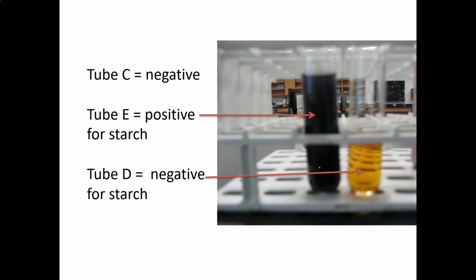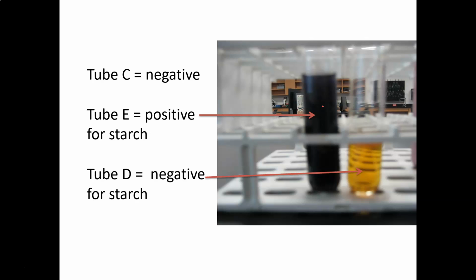For test tubes A, B, and C, I don't have pictures of what those would look like. A would be positive. It would be black, positive for starch. And the explanation for that is we put starch in the tube. And yes, there was pancreatin in there, but the enzymes never digest all of a nutrient. There's always going to be some of it left. So the reason it turns black is because there's still some starch left in the tube even after digestion has occurred.